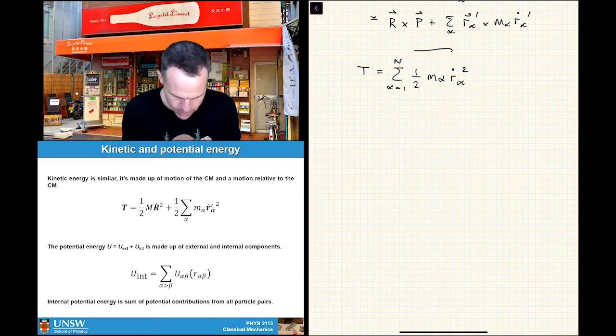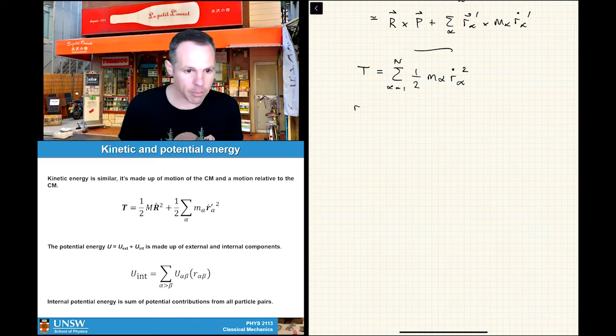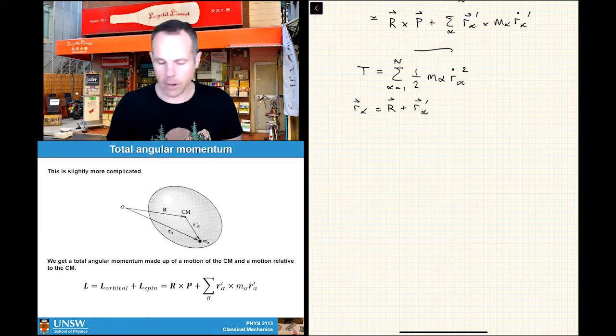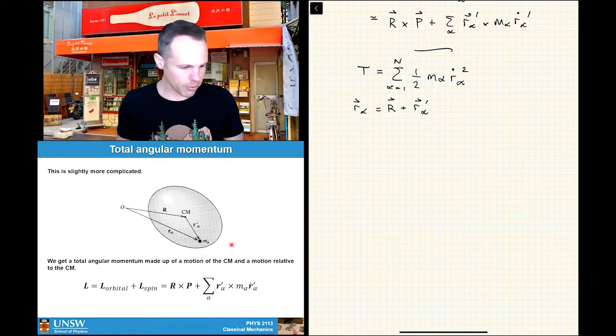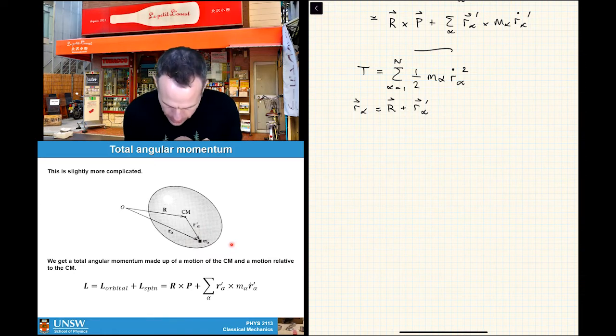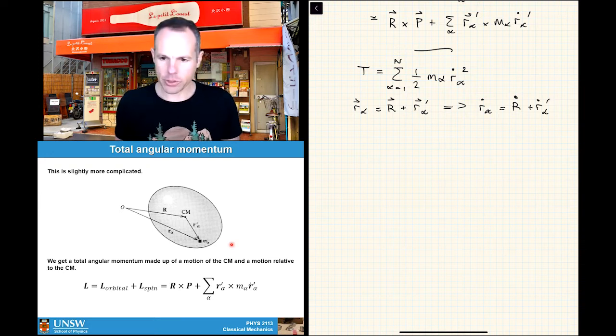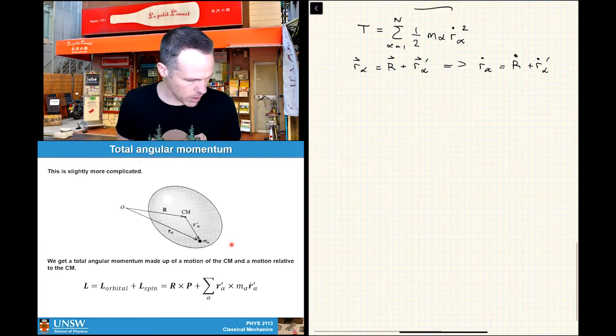And again, we have this relationship that we had. I might jump back a slide just so that we've got the figure up. We've got r alpha equals big R plus r alpha dash, like so. So we can define every little mass in here either as its position away from an origin or its position away from the center of mass of the object. And of course, if we take the time derivative, r alpha dot is going to be big R dot plus r alpha dash dot. I used that implicitly in the last derivation, but there it is written out.